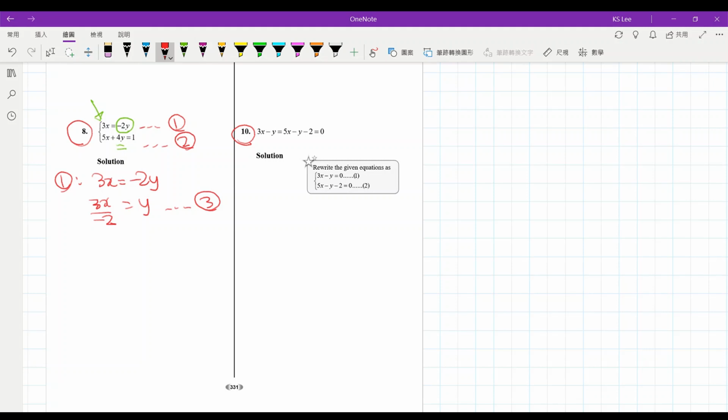So now we have y equals 3x over -2. So we are going to substitute the 3 into the 2. So now we can simplify because 4 can be divided by 2 and we have the 2 remaining. So let's go on.